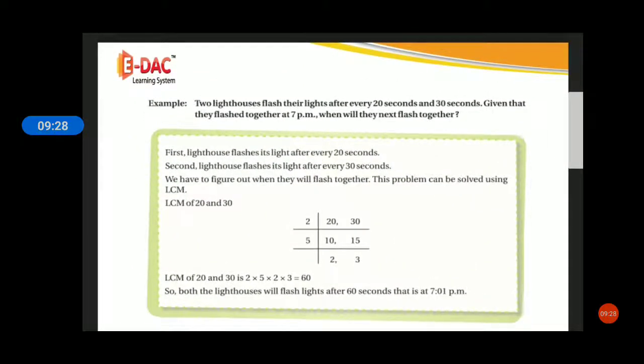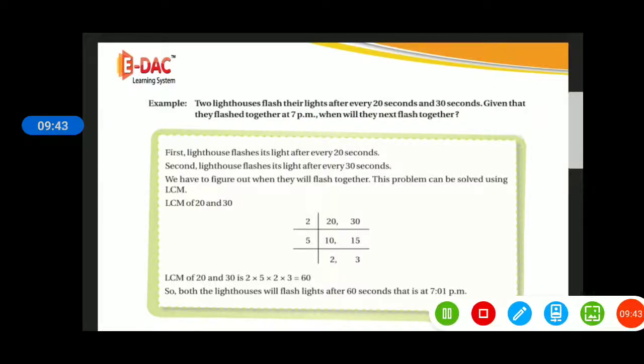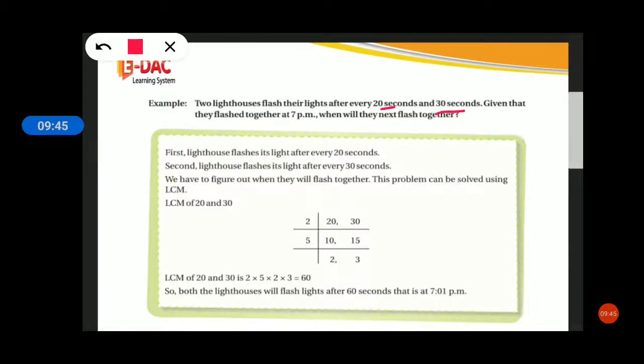See here, we have another example. Two lighthouses flash their lights after every 20 seconds and 30 seconds. Given that they flashed together at 7 p.m., when will they next flash together? So what do you need to find? You need to find the LCM of both 20 and 30.